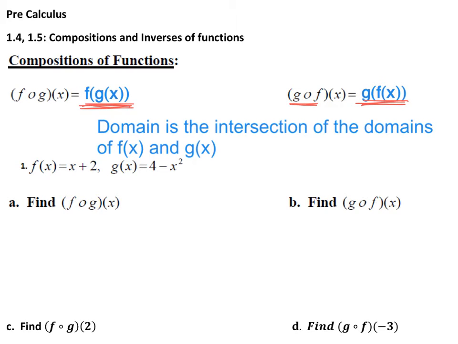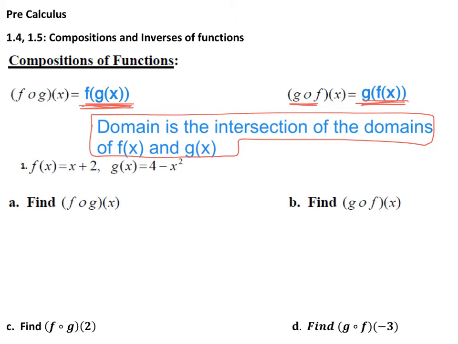The other thing you can take down is this as well. Whenever you find the domain of a composition of functions, it's the intersection of the domains of f of x and g of x. All right, so take that down. Really, it's just whatever is common for the domain of f of x and g of x that you use for the composition of the functions. It kind of looks difficult, but it's really not too bad.